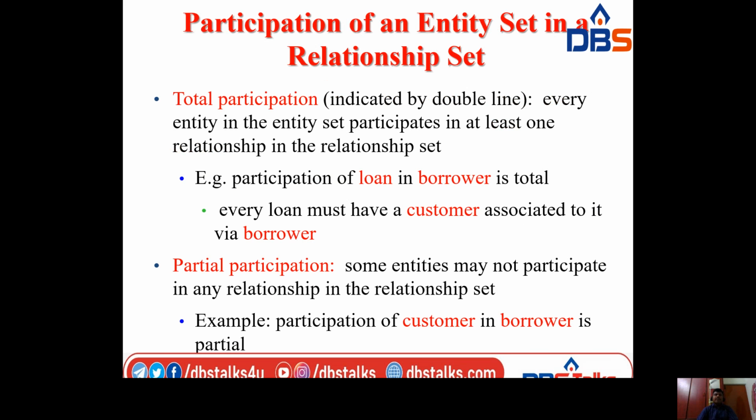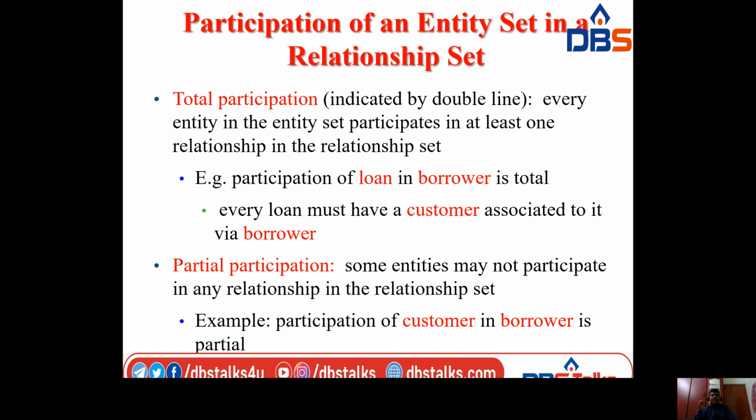Now coming to the participation of an entity set in a relationship set. The relationship set also has some set of attributes. Based on those attributes, we are preparing a table based on the relationship set. Total participation is indicated by a double line. Every entity in the entity set participates in at least one relationship in the relationship set.